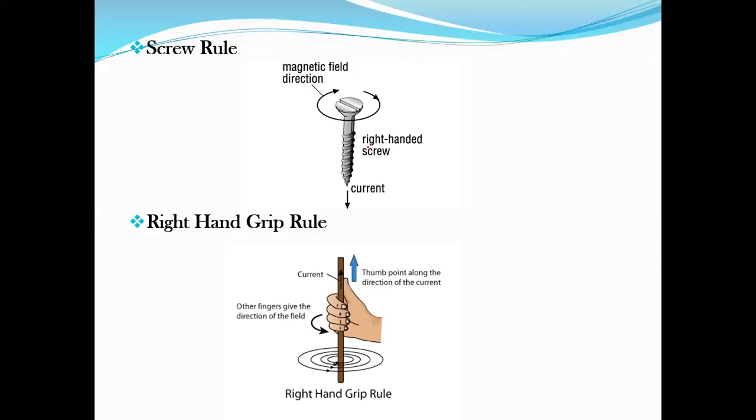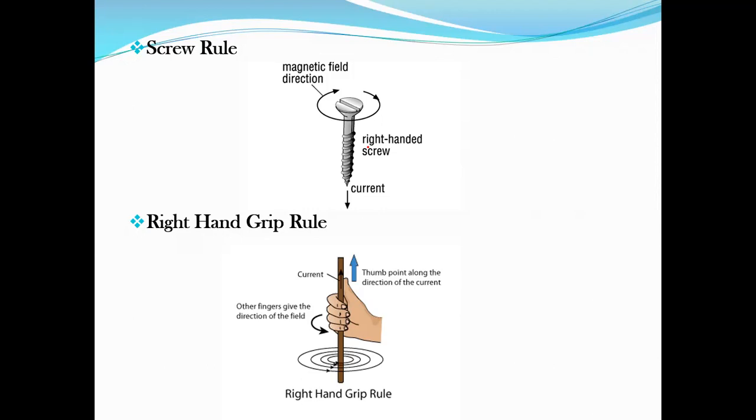When we want to tighten a screw, we rotate in the clockwise direction, and when you rotate clockwise, the screw is moving down. So whatever direction the tip of the screw is moving, that is the direction of the current.